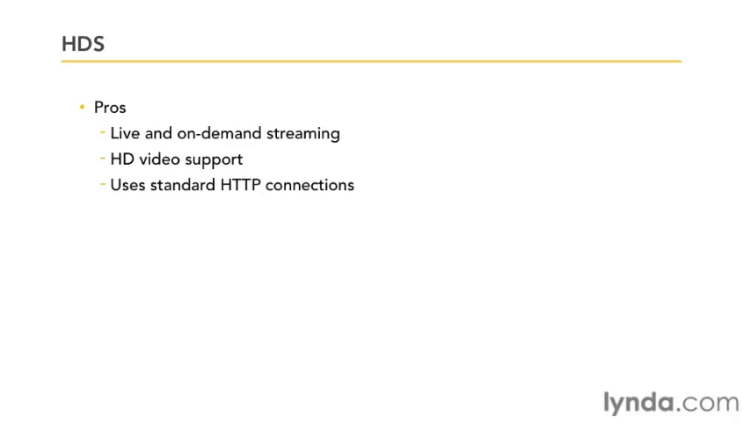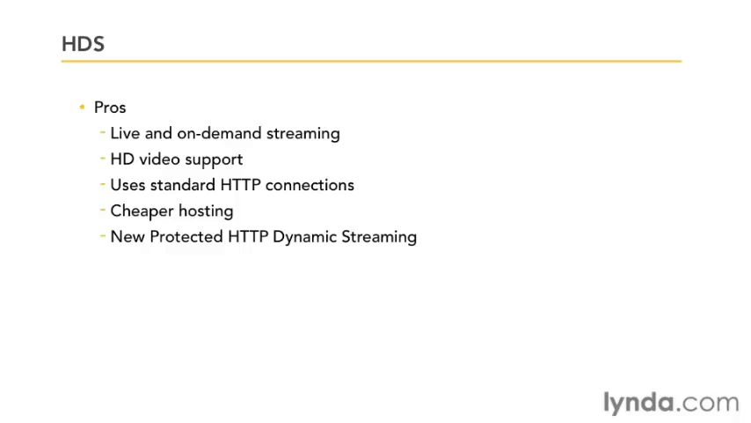Next, we'll look at HTTP Dynamic Streaming, or HDS. HDS is a very efficient delivery method for both live and on-demand streams. It's great for high-definition video and video to devices where you'll need to switch to lower quality streams. Since it streams over standard HTTP connections, you can avoid the traffic blocks you might get with RTMP. You can serve the streams from a standard HTTP server, so you may be able to save some money on server costs, since HTTP servers are much more common and easier to maintain than media servers.